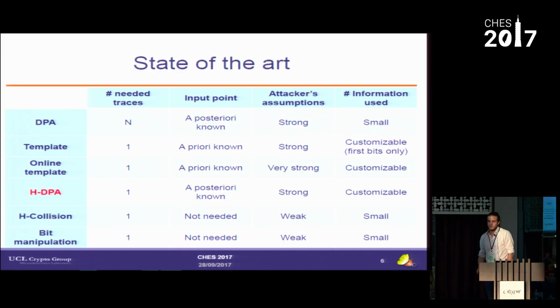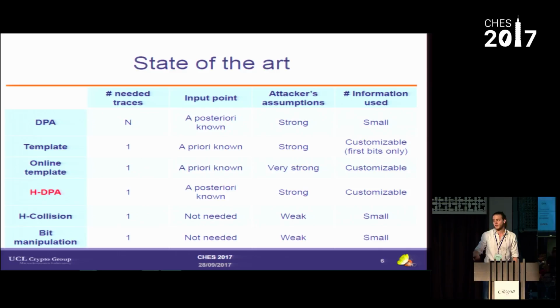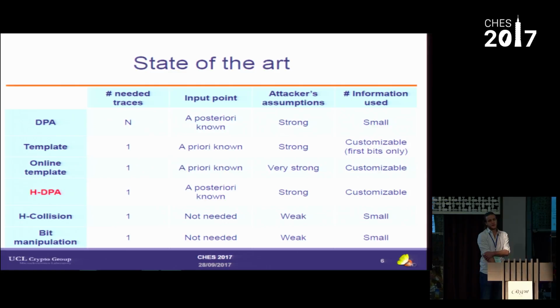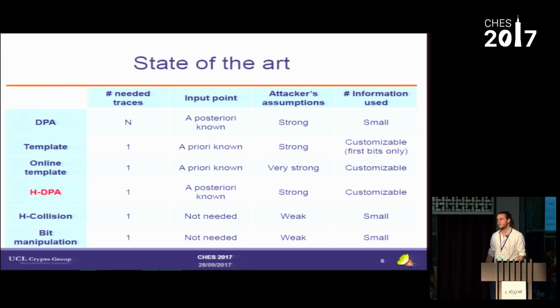Then we have the horizontal DPA, which will be the focus of this work, which is also a single trace attack. It needs to know the point as well, but not in advance. So it's still a strong assumption, and can still use most of an arbitrary amount of information. And finally, we have collision and bit manipulation attacks, which can also work as single trace attacks. They do not need to know the point, so they're weak attacker assumption, but they use a very small amount of the information. And this work will focus on HDPA because it's quite a fine trade-off between the small amount of information used by the last two attacks and the very strong assumption of the online template attack.